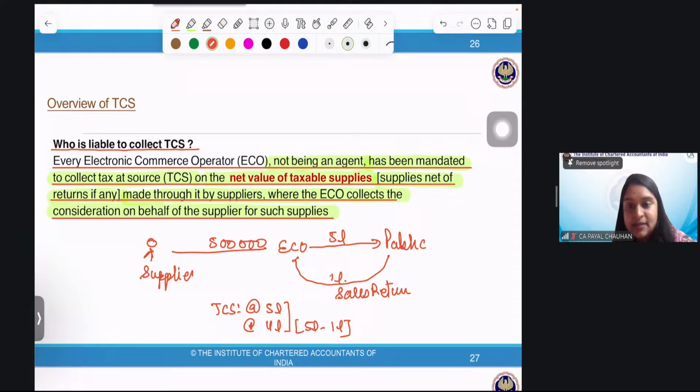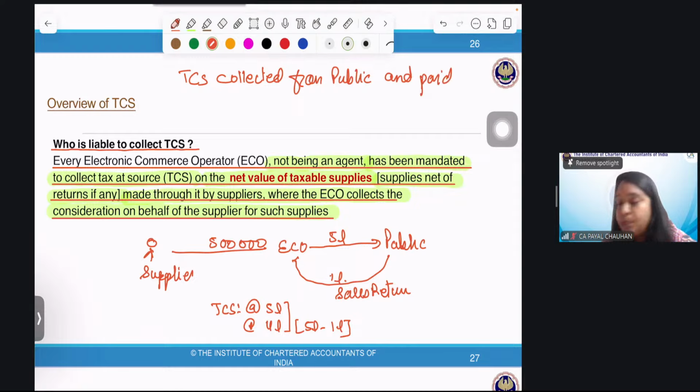Tell me, everyone, is this statement correct? TCS collected from public and paid to the supplier. Is this correct? Think about it, is this right? I'm writing: TCS collected from public and paid to supplier. Now tell me, is this statement correct? Perfect, Kuldeep. No, no, no. It is paid to the government. If I have deducted the TCS, I can't give it to the supplier. I have deducted, I'll pay it to the government. Okay, Ashlesha, understood now? Perfect.